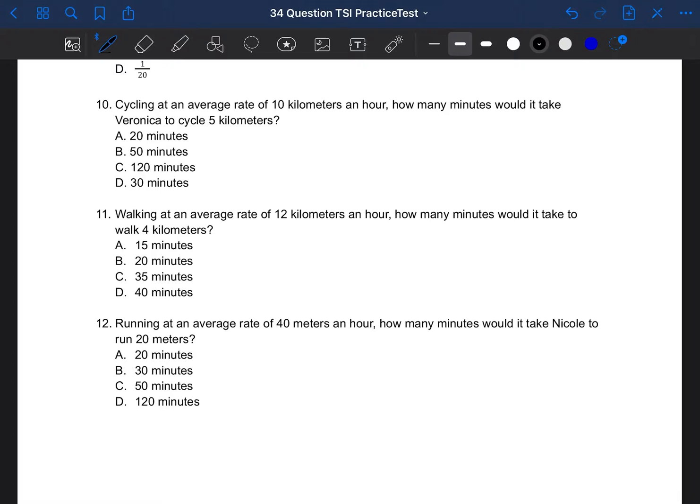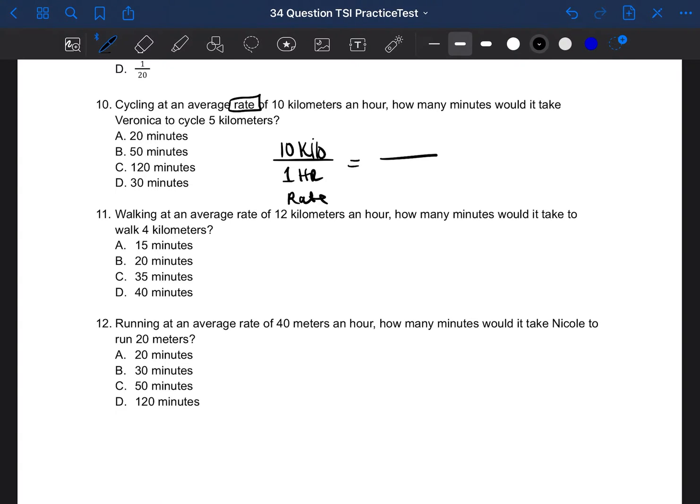So 10 says cycling at an average rate, okay, so we're talking about rates, of 10 kilometers an hour. How many minutes would it take Veronica to cycle 5 kilometers? So this is going to be a proportion. And remember, the first fraction in the proportion is going to be the rate. So it says 10 kilometers in 1 hour.